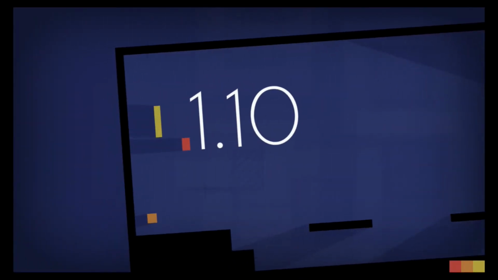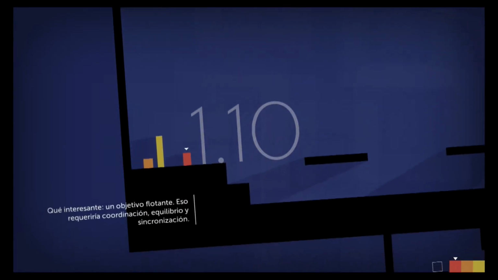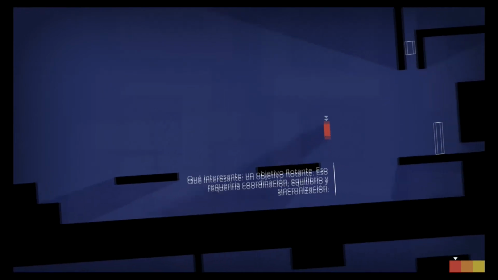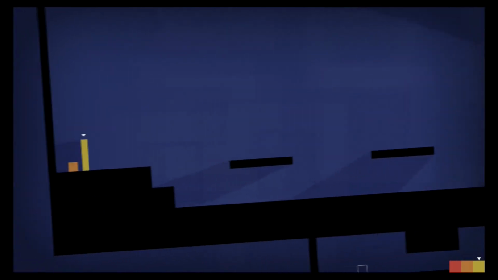So this is actually the last level of the demo. So it's kind of important for that reason. The big design lesson here, and you'll notice the lessons are slowing down at this point, is that there's a temporary portal success.